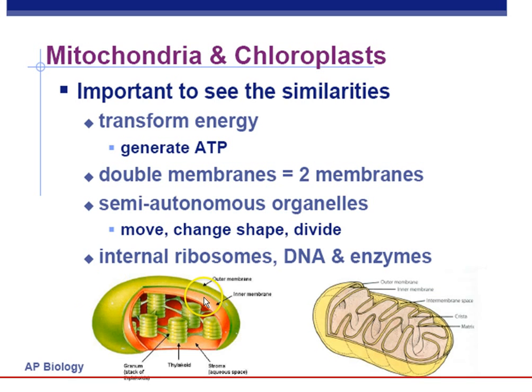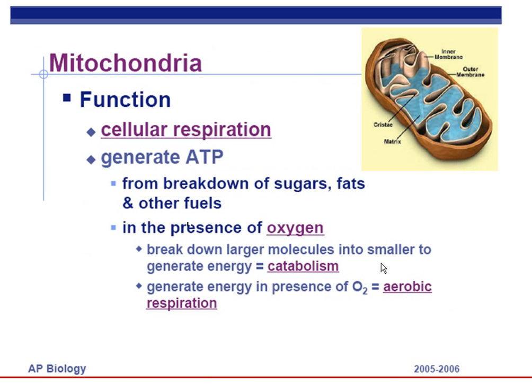But they're both involved with transforming energy. Light to chemical potential energy, and then for mitochondria, one type of chemical potential energy into a more usable form called ATP. They both have double membranes. They both are semi-independent or autonomous of the rest of the cell. They move, change shape, and divide independent of the rest of the cell. And they have their own ribosomes on the inside, their own circle-shaped DNA, and they make some of their own enzymes. Now, they can't live outside the cell, but we think at one time they did.